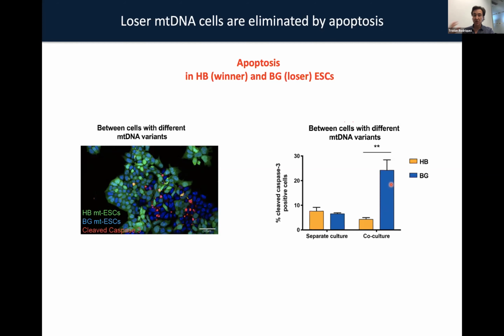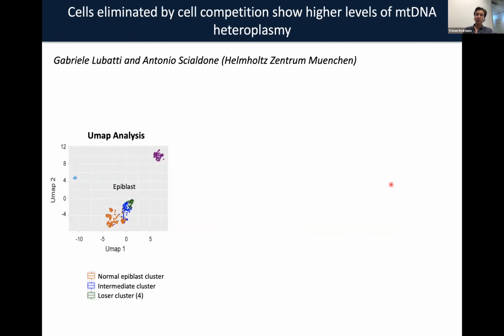So these results suggest that even small non-pathological differences in the mitochondrial genome can change the competitive ability of cells during differentiation. But then what we want to do is ask if, in the embryo, those cells that are eliminated show any difference in their mitochondrial DNA sequence. For this, we talked to Gabriele and Antonio, and what they did is they looked at the mitochondrial DNA genomes of the loser cluster that are being eliminated in the embryo.